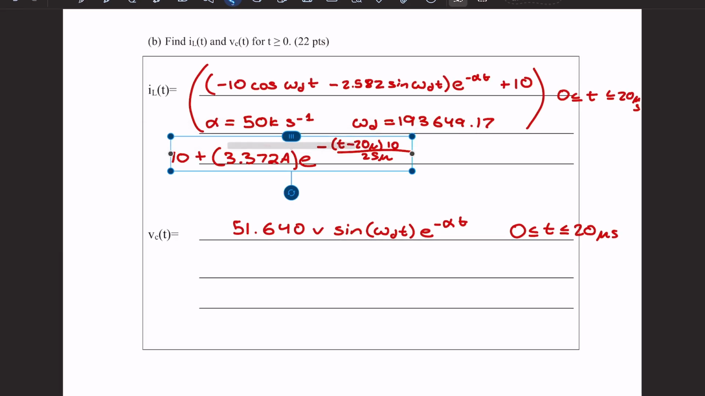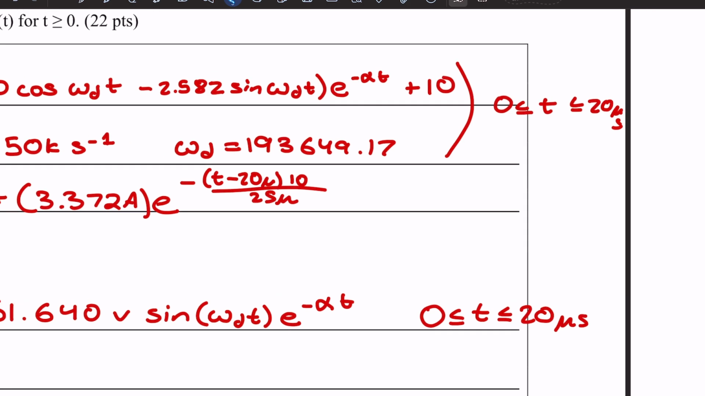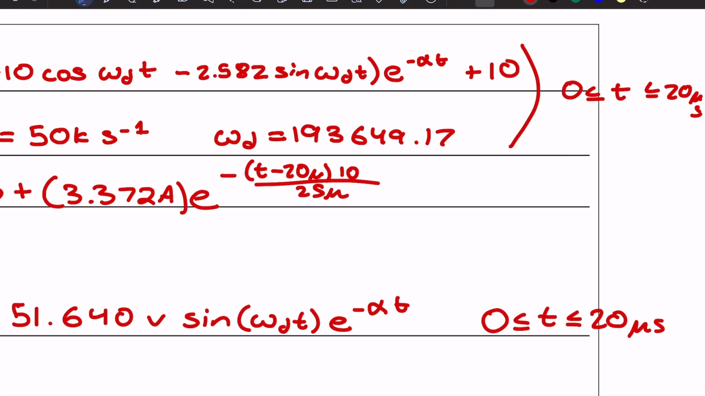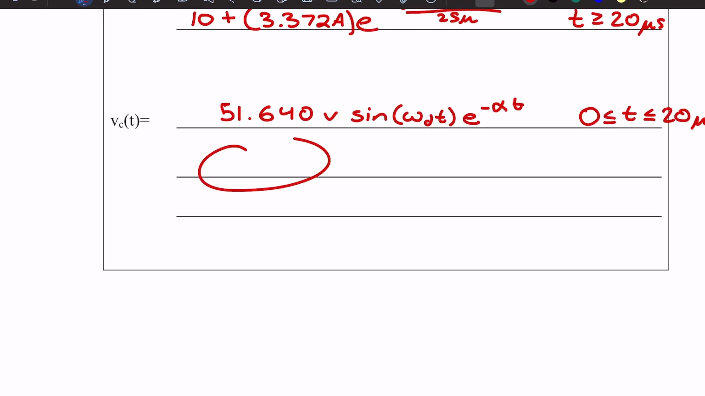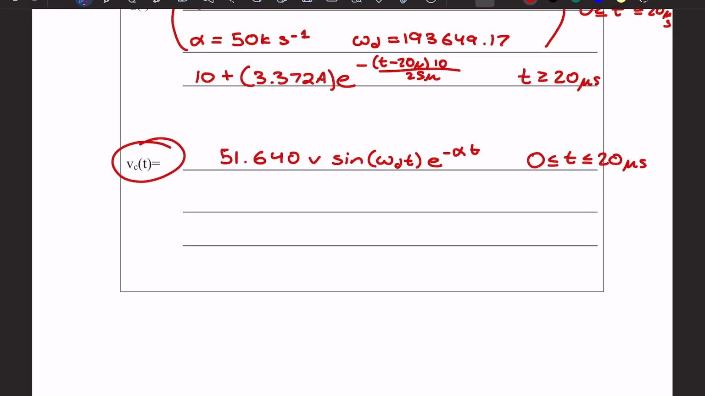And there we go. Now we have I_L for all the numbers, right? We just need to say what this is. This is when t is greater than or equal to 20 microseconds. Right, now we have one thing left. So now how do we find this? The voltage of the capacitor over time when t is greater than 20 microseconds. How do we find that?